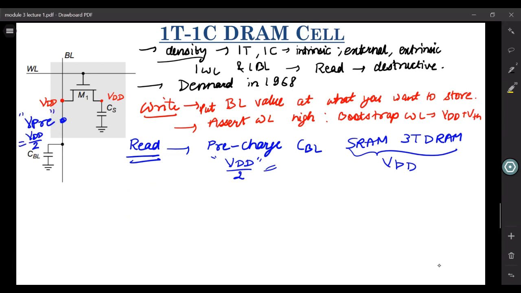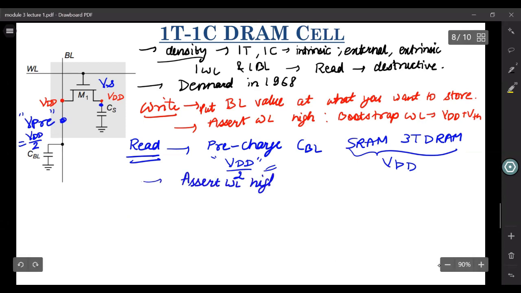Okay, now let us say that the voltage at this CS was Vs. Before you applied this precharge or anything, the value of the voltage which was stored on CS, let us call that Vs. Okay. So once you precharge the CBL to VDD by 2, the next step is again you assert the word line high, for the read operation to complete.